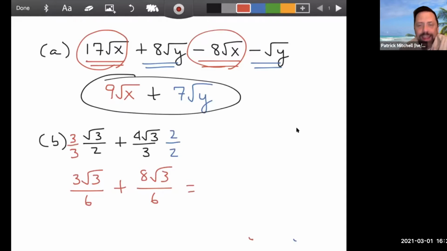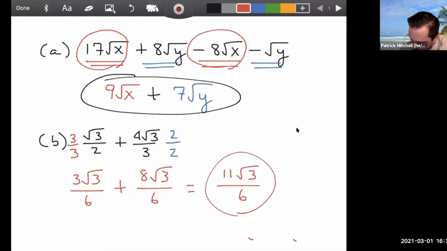All right, so now that they're both over 6, I just add the numerators. 3 root 3 plus 8 root 3 is just 11 root 3. So these two things add up to 11 root 3 over 6. All right, let's see what's next.